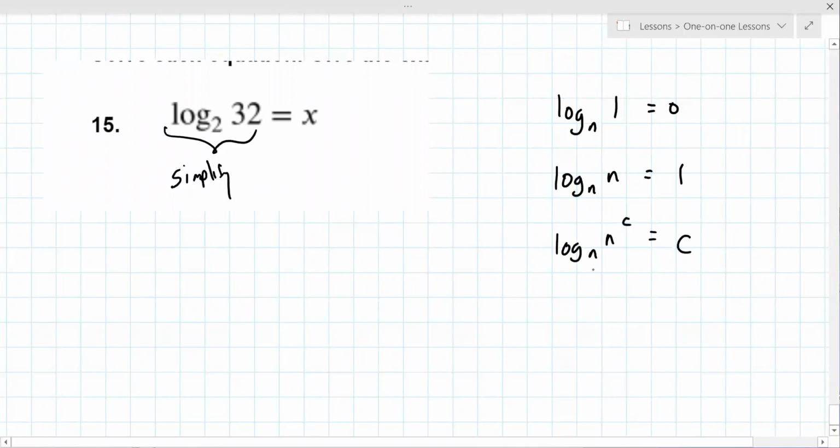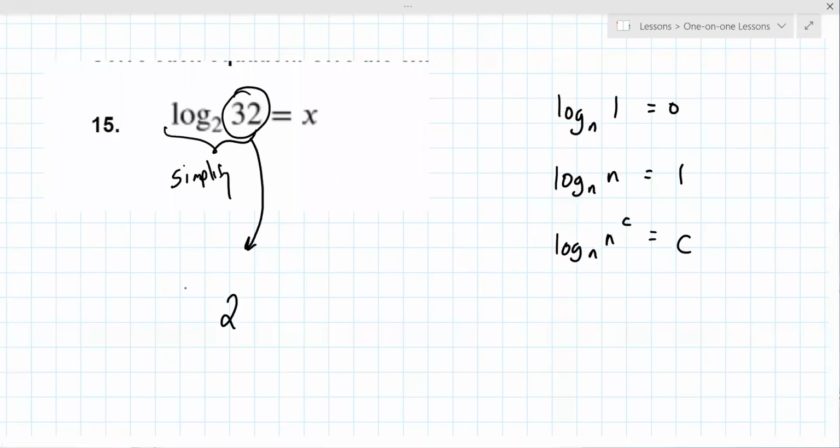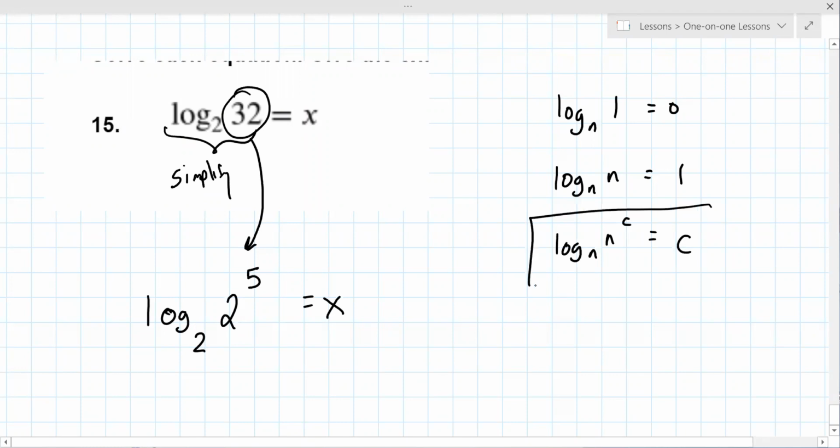Okay, what I'm trying to show you here is a progression. This progression should indicate that we really want this 32 to become 2 to some power. So 2 to what power is 32? 2, 4, 8, 16, 32: the 5th. So this whole thing becomes log base 2 of 2 to the 5th equals x. Now, according to this property, this becomes just 5.